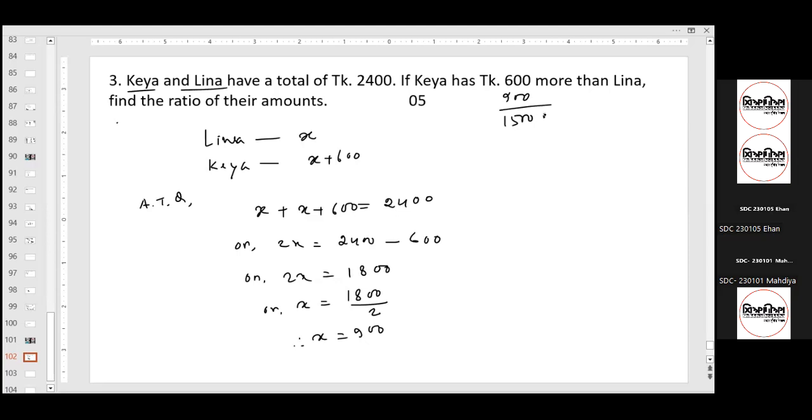So we have a sequence of Kia and Lina. Our ratio will be 1500 to 900, and if we reduce to the lowest by dividing by 300, then 5/3, and the ratio will be 5:3. Done?